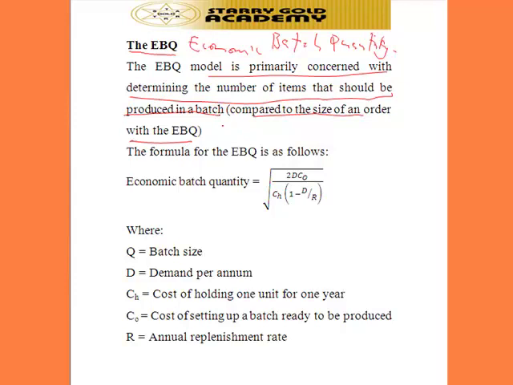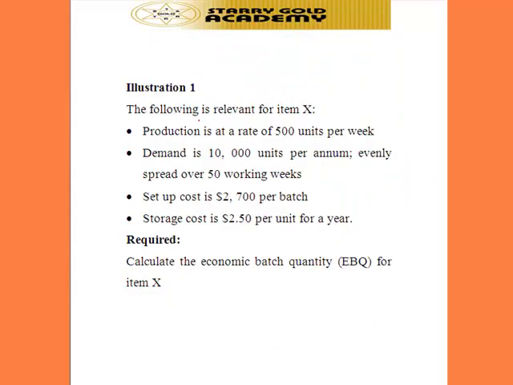Now, when replenishment is gradual, like we have under the EBQ, the formula is a bit modified, as we can see here. The square root of 2DCO over CH times 1 minus D over R. D is the annual demand, CO is the cost of setting up a batch ready to produce, and R is the annual replenishment rate. Our Q now is the economic batch quantity, or the batch size produced per period.